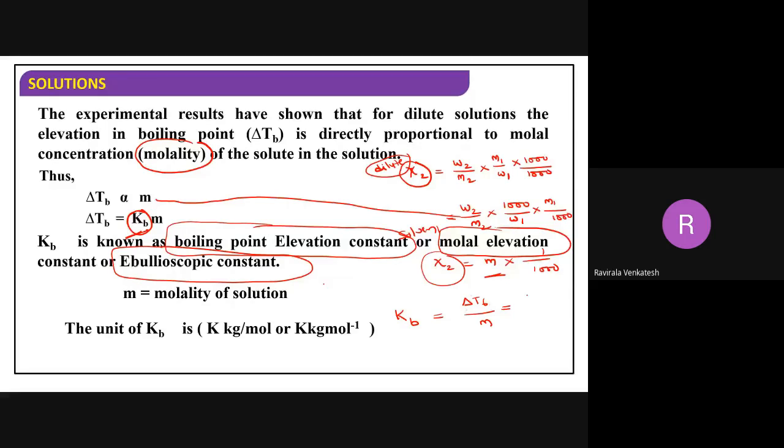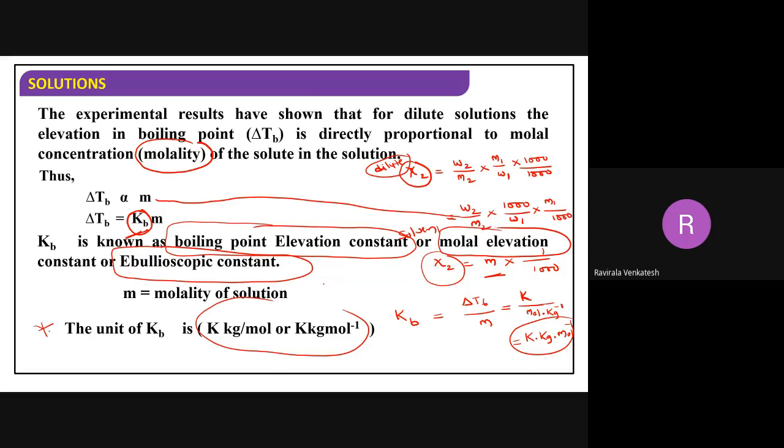Units for the temperature. Temperature units, what? Kelvin, capital K. Molality, kg per mole. If I take SI units, what happens? Mole per kg. But sending this kg over here, what do we get? Kelvin into kg per mole. These are the units.